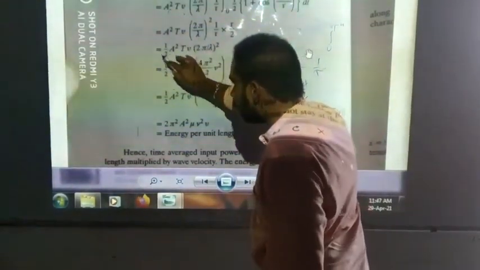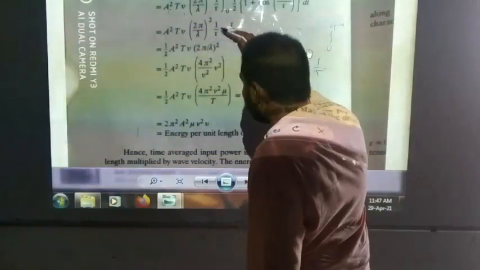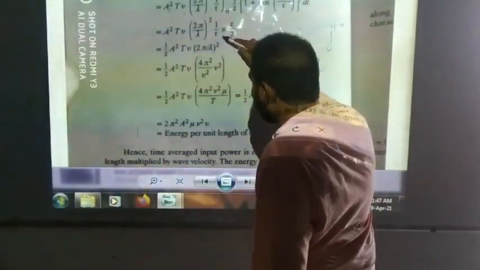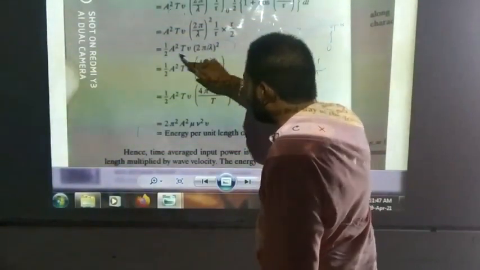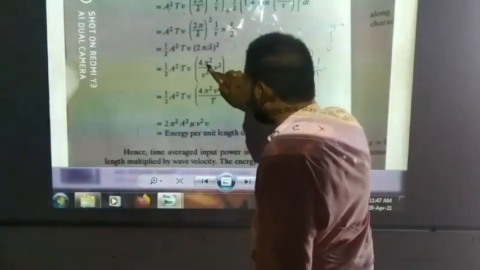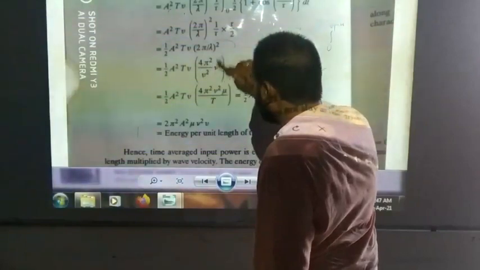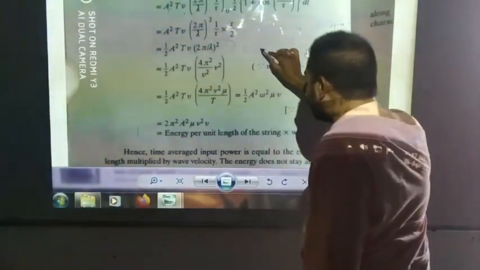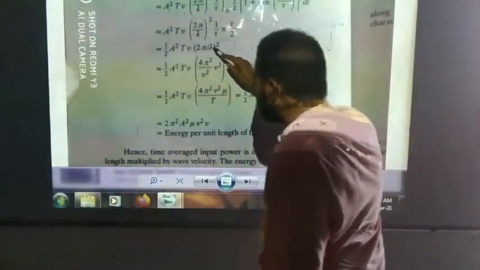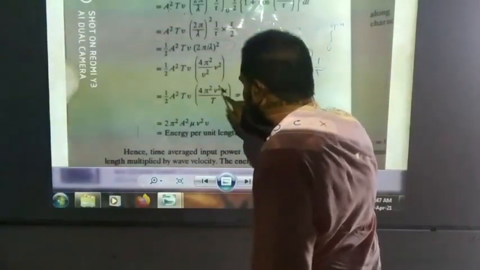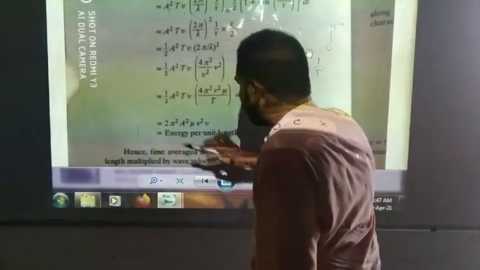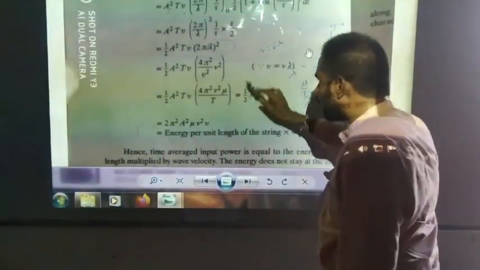Now if we calculate the values, 1 by tau, here tau gets cancelled, 2 pi by lambda whole square. So half a square nu v, 4 pi square nu square by v square. Why? Because v is equal to nu lambda. In place of lambda, we will substitute v by nu. So it becomes nu square by v square. Like that, if we substitute all the values, we will get at last here.